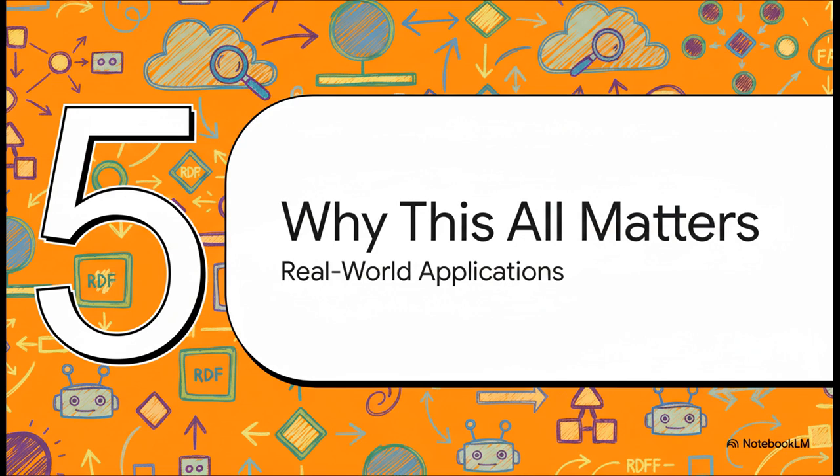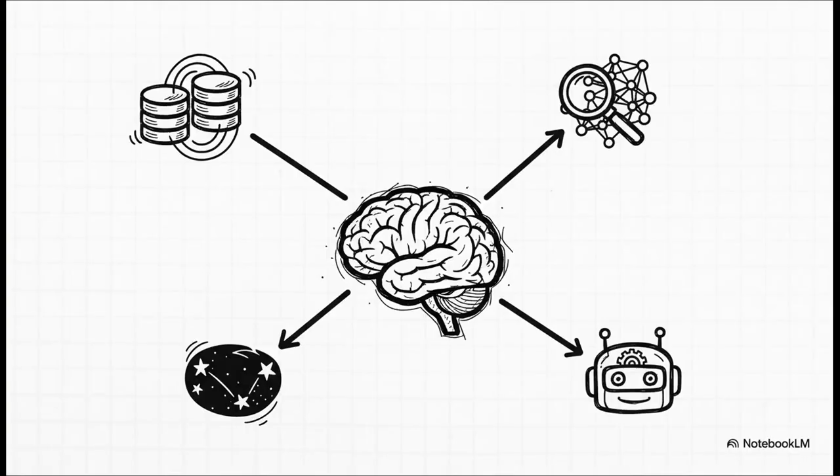Okay, so we've laid the foundation, we've got the blueprint, and we've even got the brains. So why does all this matter? What does this smarter web actually let us do? And you know what? This isn't just some academic theory. These principles are really in action today.